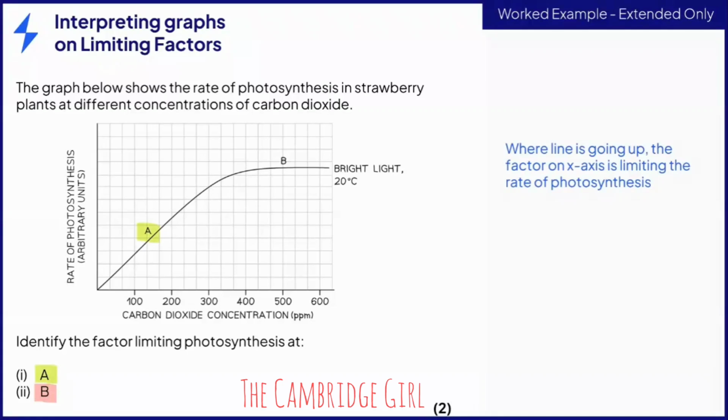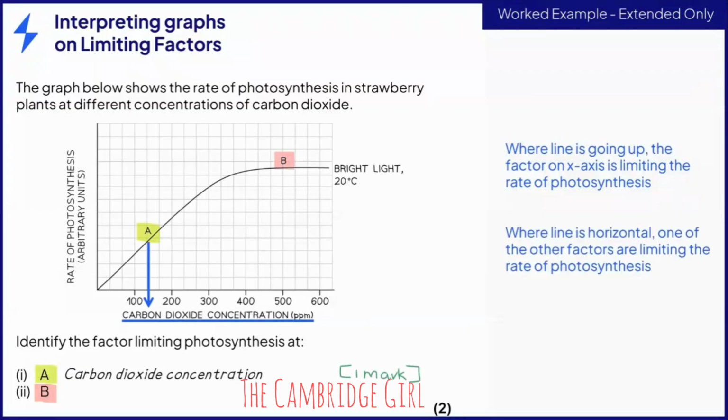Point A is located in a section of the graph where the rate is increasing. This means that whatever the label on the x-axis is most likely limiting the rate of photosynthesis at that point. For this graph, it is the concentration of carbon dioxide. Point B is located in the section of the graph where the rate is not increasing anymore, which means that another factor is now limiting the rate of photosynthesis. We can see that the temperature is quite low, so it will most likely be the limiting factor at this point.